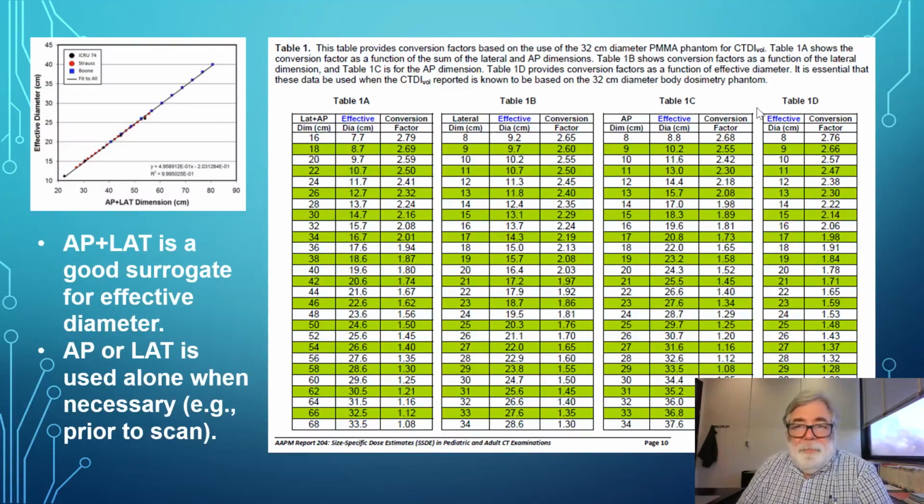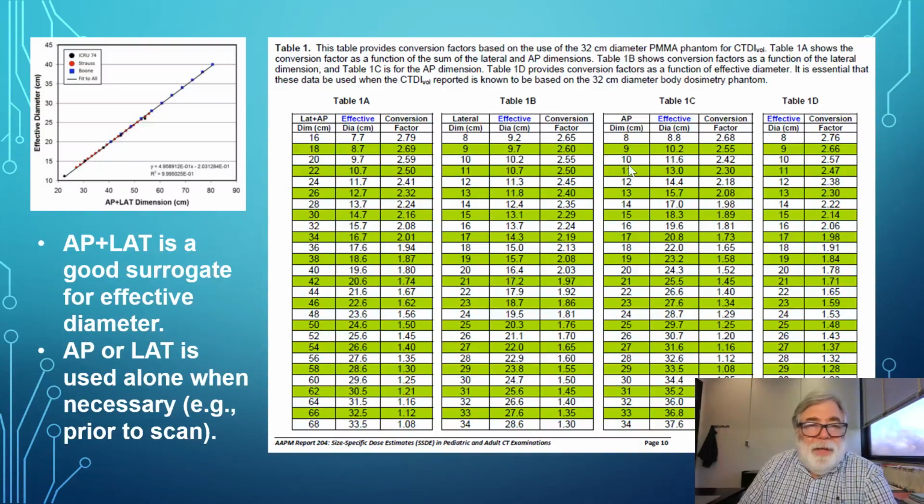And there are other parameters that are available that can be used. Just using the AP front to back thickness is possible. Just using the lateral thickness is possible, or using the sum of the front to back and side to side thicknesses is also possible. This is showing the correlation between the sum of the dimensions and the effective diameter, which is the square root of the product of the dimensions. So it's a pretty good correlation, and so these numbers can be used either way. But on a theoretical basis, the effective diameter is the best parameter to use.